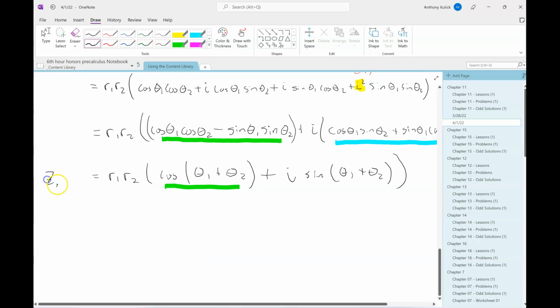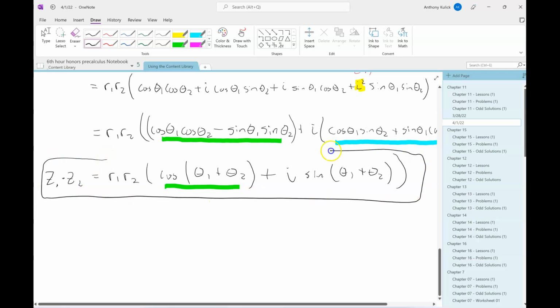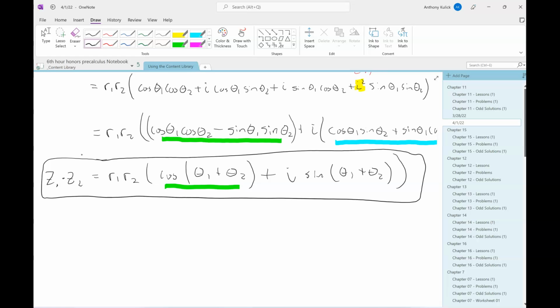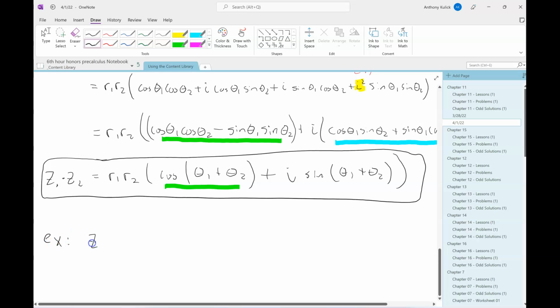And yowza, that's a pretty nice stinking formula. Because what's the takeaway here? To multiply two complex numbers in trigonometric form, multiply the r's and add the angles. Done. This is a mental math problem now, which is pretty stinking great, right? Let's do an example just to really hammer that home.